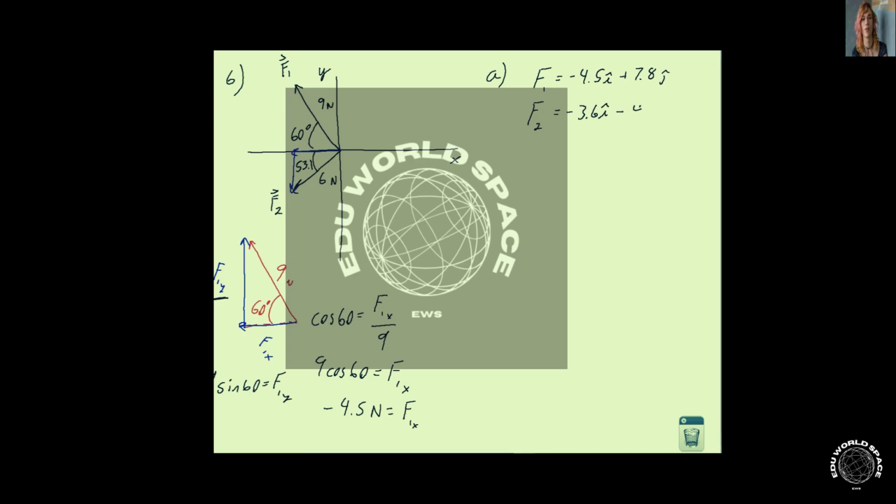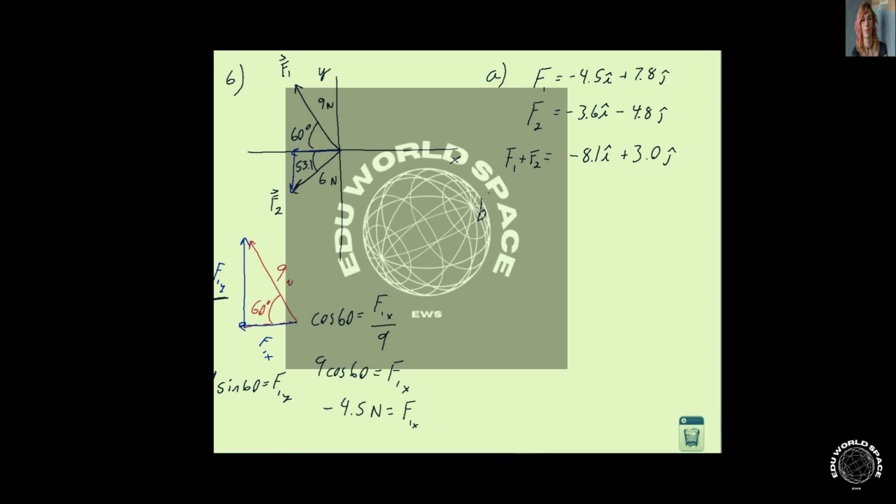minus 4.8 j hat. And to get the resultant, which is F1 plus F2, we're going to add up the i components, we're going to add up the j components. So we're ending up with negative 8.1 i hat, and we're ending up with positive 3 j hat. So there's part A. We've got the x and y components of our resultant.